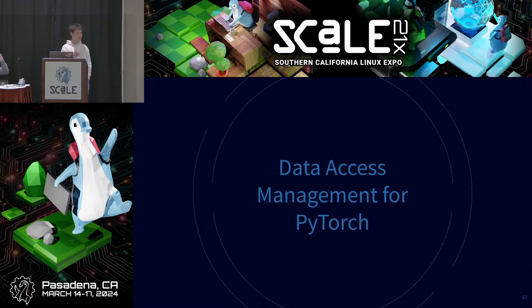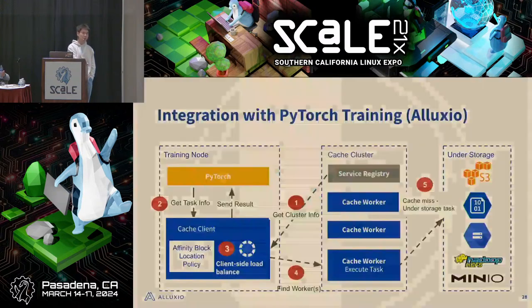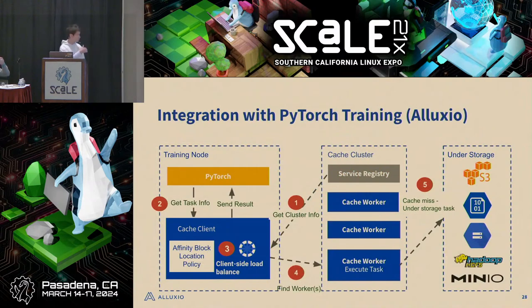The first section about the experimental results we want to share is about integrating this kind of solution with PyTorch. Here is the general design that we used to integrate Alluxio with PyTorch for training. On the very left side, there is the training node. For example, here we have a PyTorch cluster to run the training job. Then we have a cache client installed in this training node with PyTorch. The cache client has an affinity block location policy, so when a piece of data is needed by PyTorch, it can know which target cache worker it needs to talk to in order to get this file.